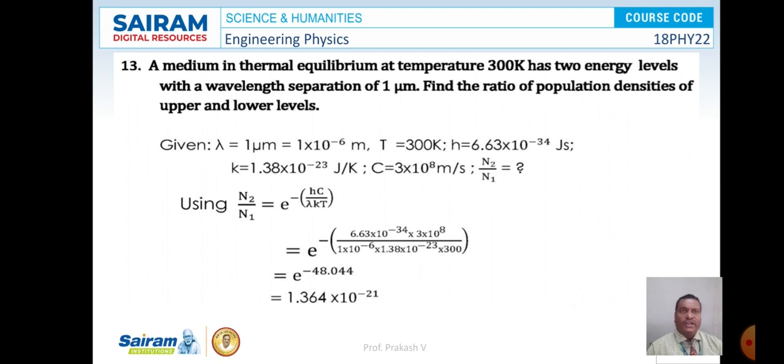We know that N2 by N1 is equal to e to the power of minus Hc by lambda KT. So substitute all these values and on simplification the value of N2 by N1 will be 1.364 into 10 to the power of minus 21. So this is the solution for the given problem.